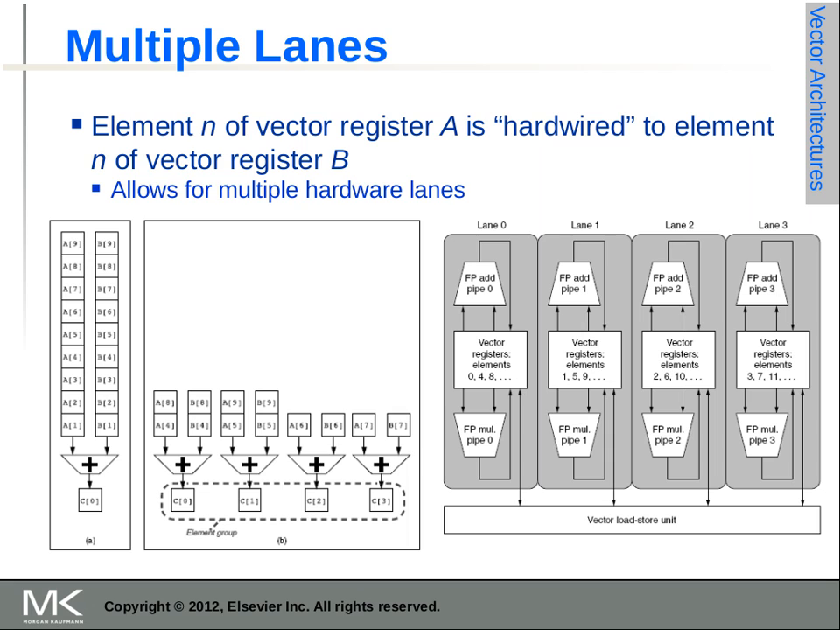Right, so the next one is you have different lanes. So up here you have 4 lanes. They can do the first vector elements. This one's going to do every 4th one starting at 0, every 4th one starting at 1, every 4th one starting at 2, every 4th one starting at 3. And so that allows you to actually do 4 of these elements at once.